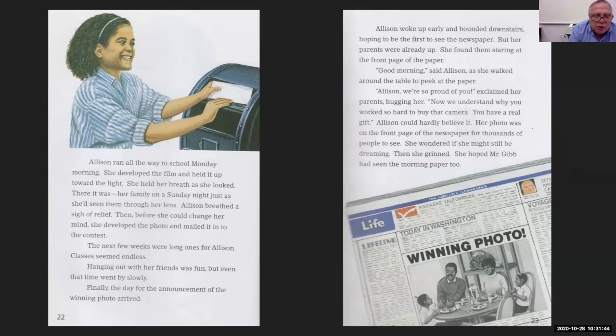The next few weeks were long ones for Allison. Classes seemed endless. Hanging out with her friends was fun, but even that time went by slowly. Finally, the day for the announcement of the winning photo arrived. Allison woke up early and bounded downstairs, hoping to be the first to see the newspaper.